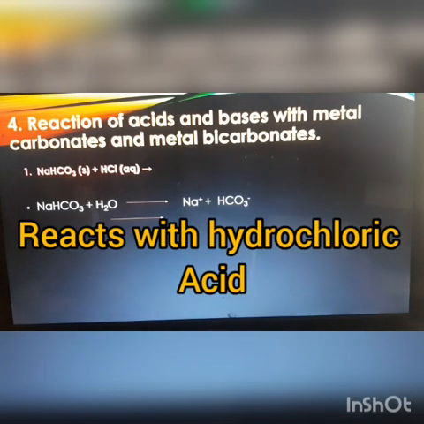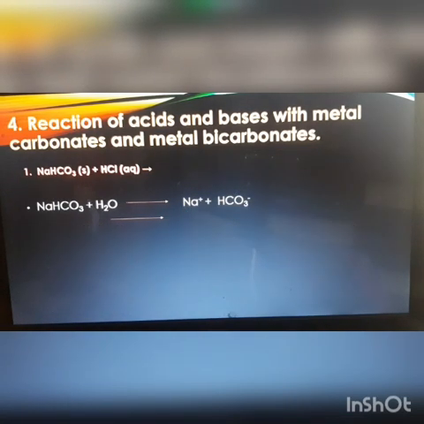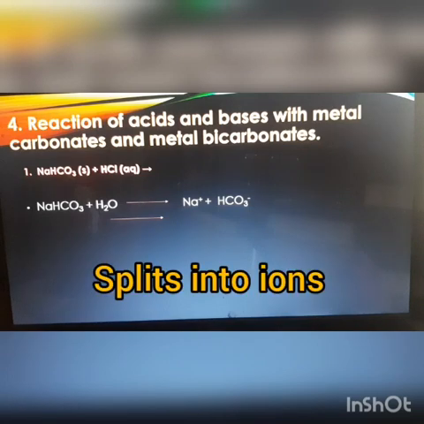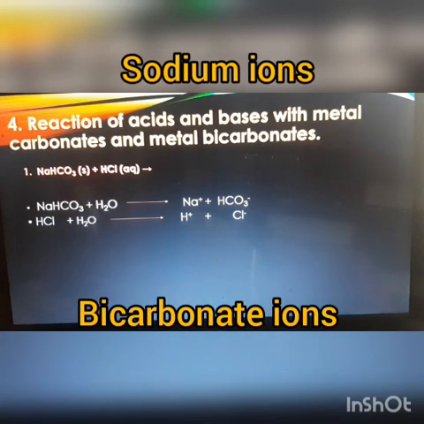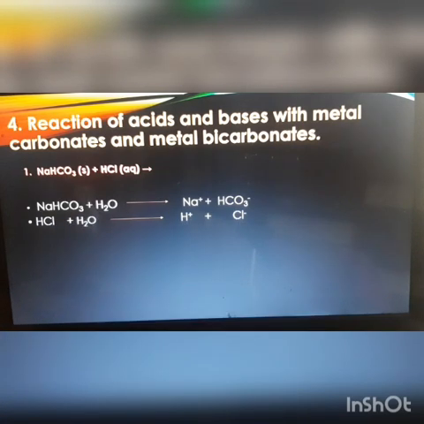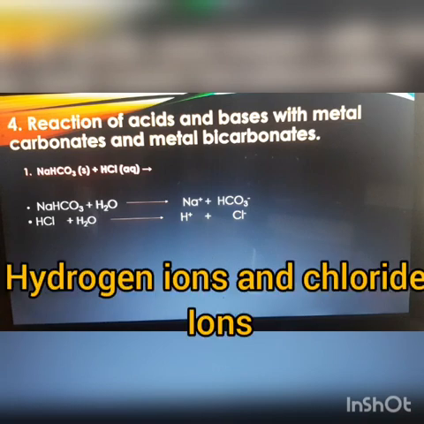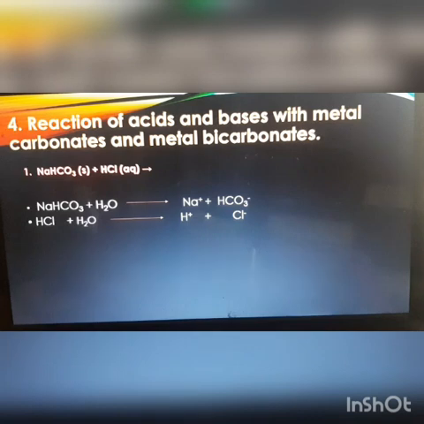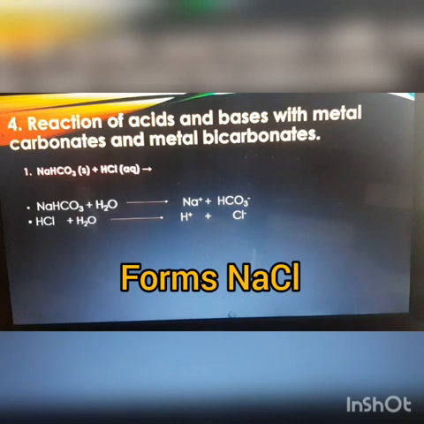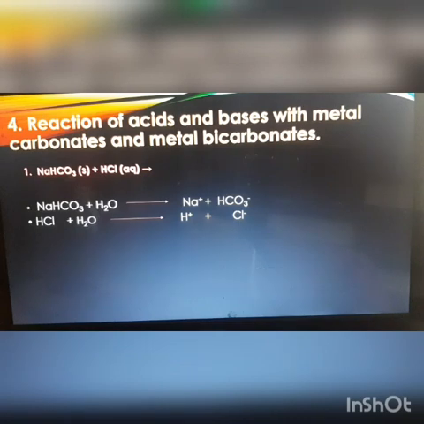Now when sodium bicarbonate comes in contact with water, it splits into ions, sodium ions and bicarbonate ions. Then HCl also, when taken in water, splits into H plus and chloride ions. Again there is an exchange of ions. The sodium ion goes with the chloride ion and the hydrogen ion goes to the bicarbonate ion.